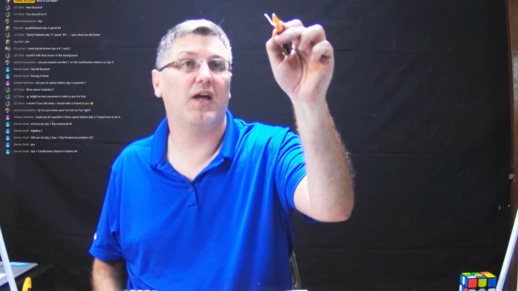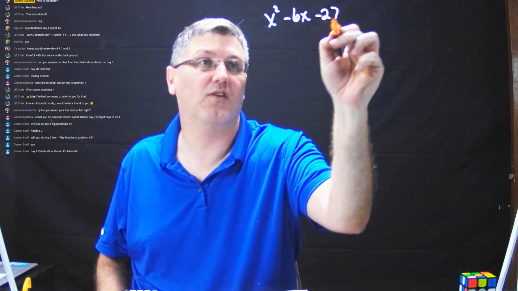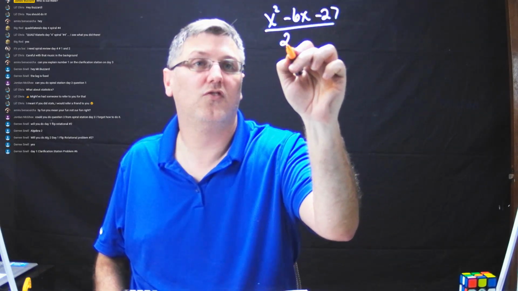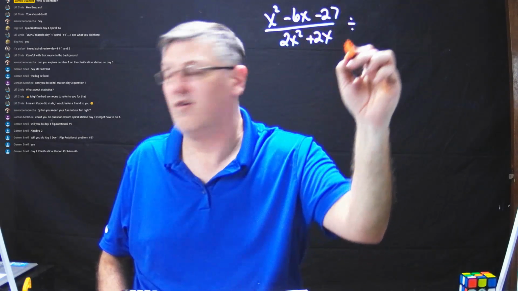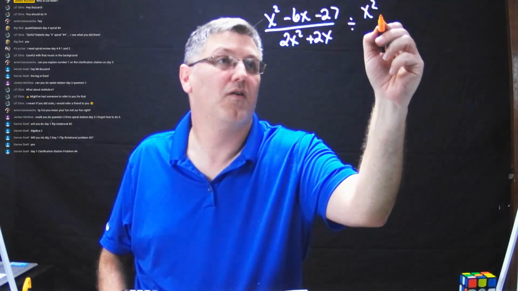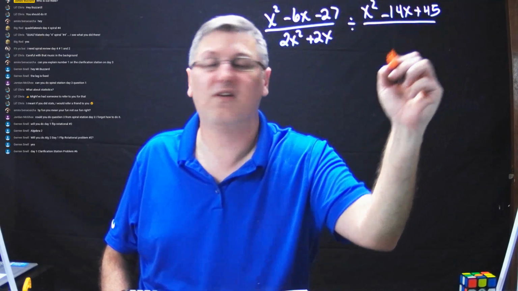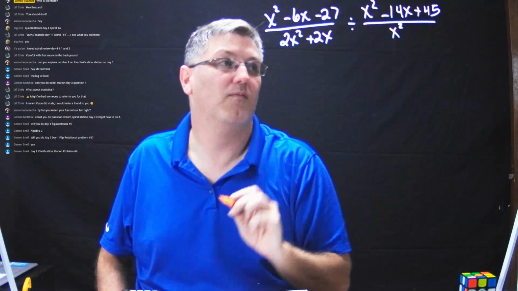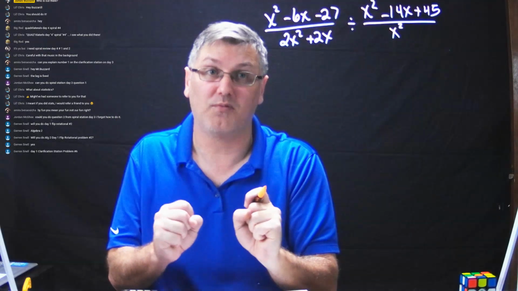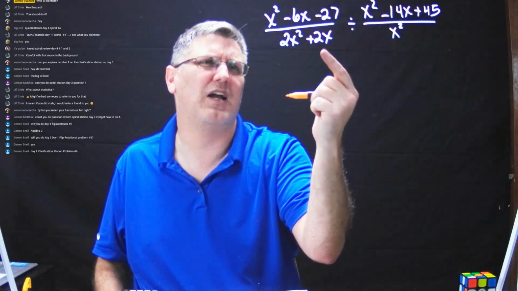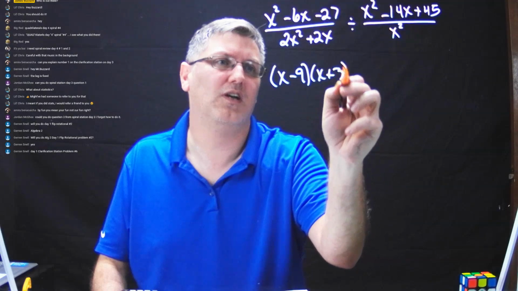We have a problem where we have x squared minus 6x minus 27 over 2x squared plus 2x, divided by x squared minus 14x plus 45, and that's all going to be divided by x squared. Okay, same idea. Before we even start anything, let's factor everything and see if we can simplify. So let's see, 27, 9 and 3 is going to give me my 6. So this is going to factor to x minus 9, x plus 3.